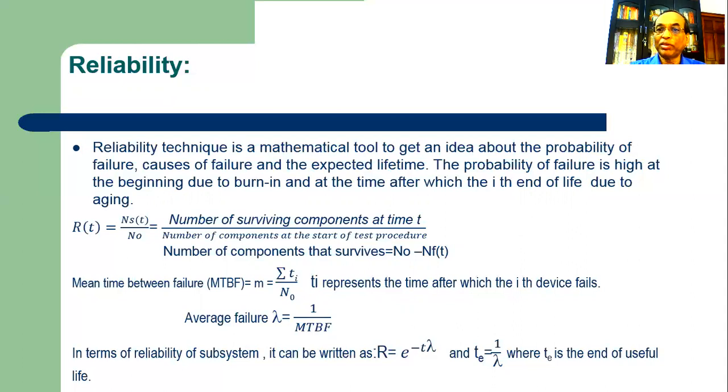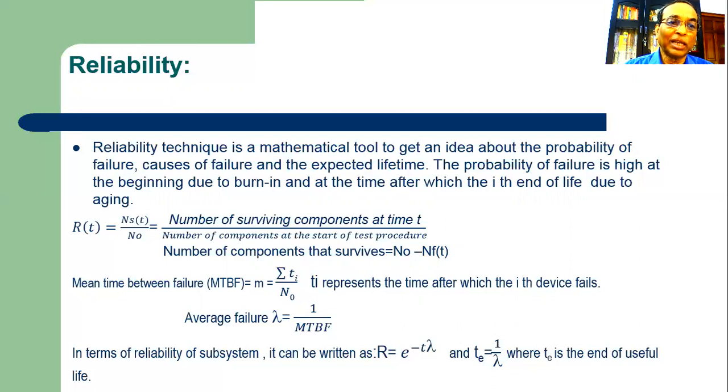The probability of failure is high at the beginning due to burn-in, and high again at the end of life due to aging. So there is a major possibility of failure during initial switching on, that is the burn-in condition. Sometimes it is called the soaking. And when it is aged, at that time there will be the probability of failure.